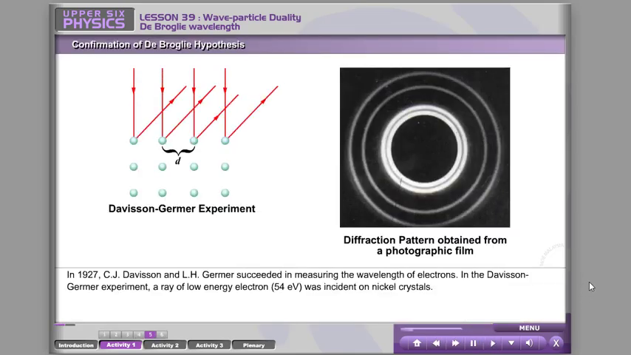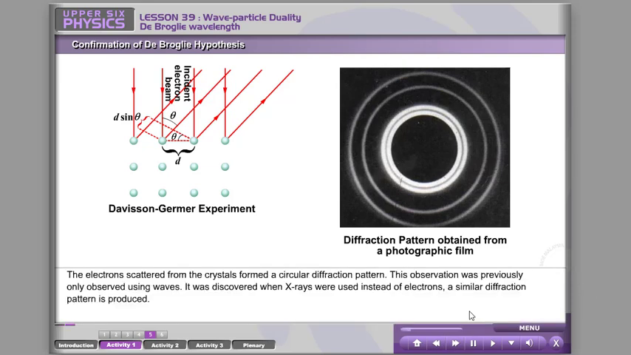In 1927, C.J. Davisson and L.H. Germer succeeded in measuring the wavelength of electrons. In the Davisson-Germer experiment, a ray of low-energy electrons, 54 electron volts, was incident on nickel crystals. The electrons scattered from the crystals formed a circular diffraction pattern. This observation was previously only observed using waves. It was discovered when X-rays were used instead of electrons. A similar diffraction pattern is produced.